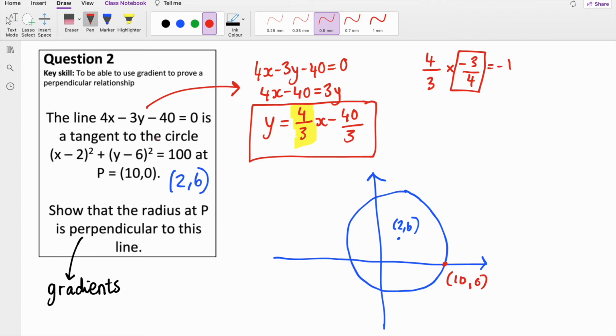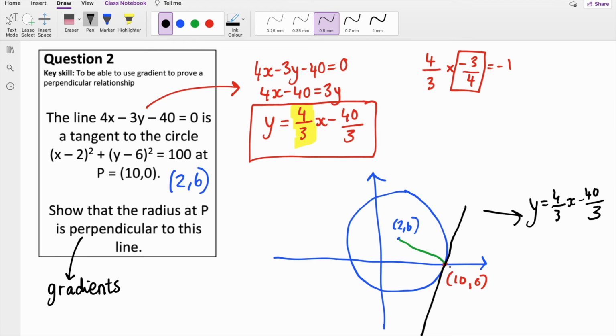Okay, so the line is a tangent to the circle at this point. So if you draw yourself a straight line connecting these 2 points, the line that I've just figured out is this black line here. That's the line that I've just figured out the equation of the line for. Okay, I want to basically prove that the radius, this green line, is perpendicular to the black line here. So I need to find the gradient of this green line.